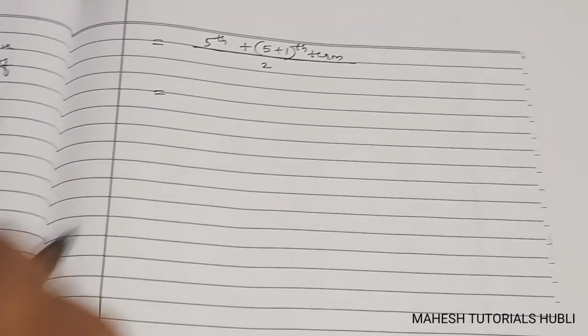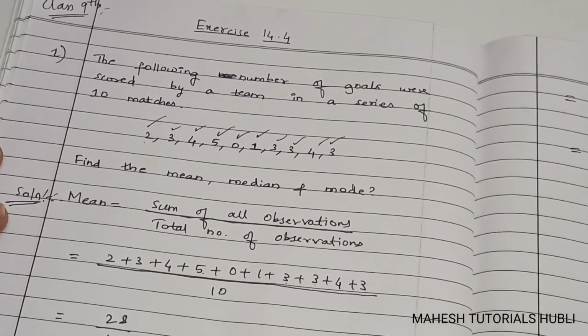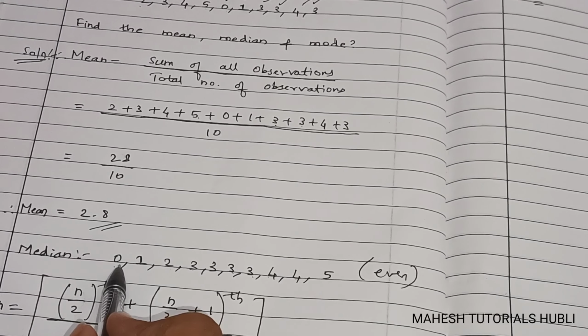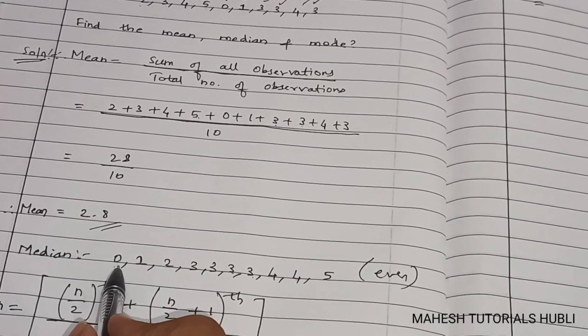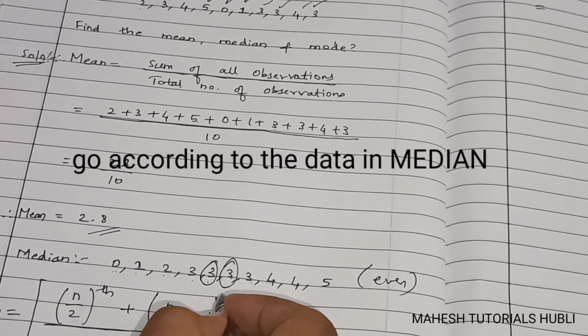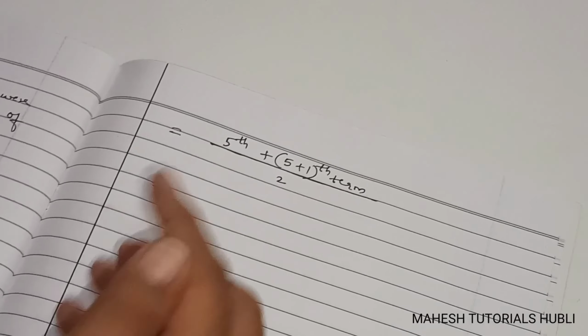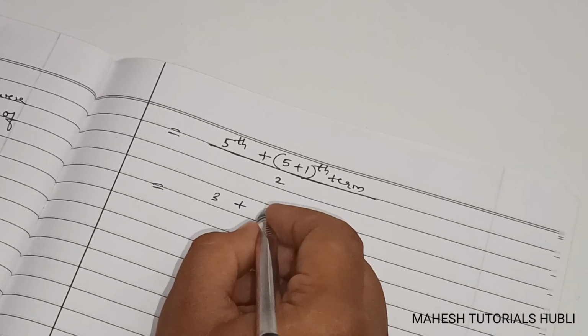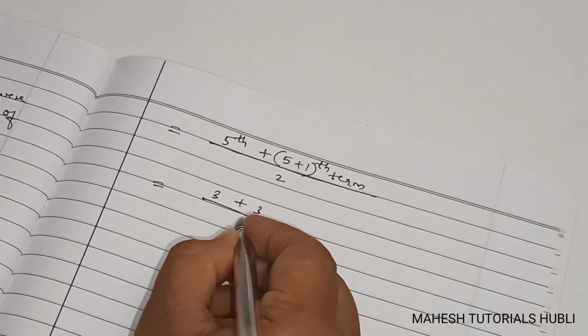So what is the fifth term? Okay, see here, the data set is here. I should start from here. What is the fifth term? 1, 2, 3, 4, 5. So this is the fifth term, and this is the sixth term. Both are 3. So the fifth term is 3, and the sixth term, 5 plus 1, is also 3. The whole divided by 2.